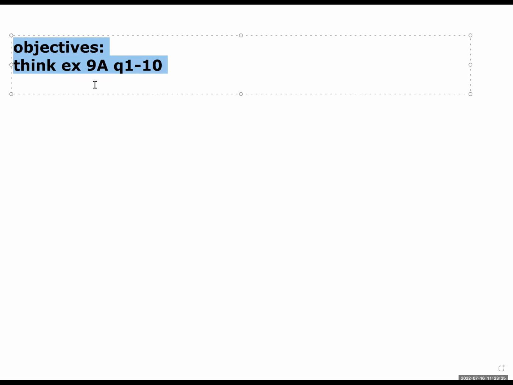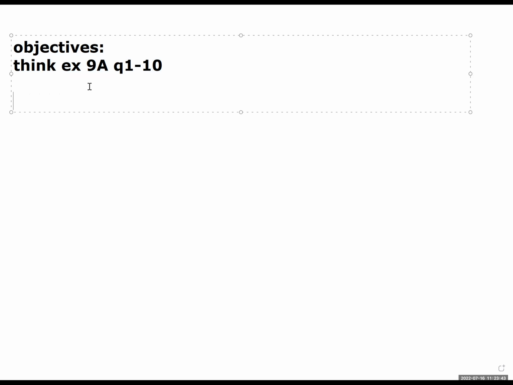Okay, so that's our objective for today. Where did I leave off? Can I see the textbook, please? Oh yeah, let's go through one question. Oh, so exercise 9A, we need to go through one last question, right? Which is the worked example. Where did I leave off last lesson?